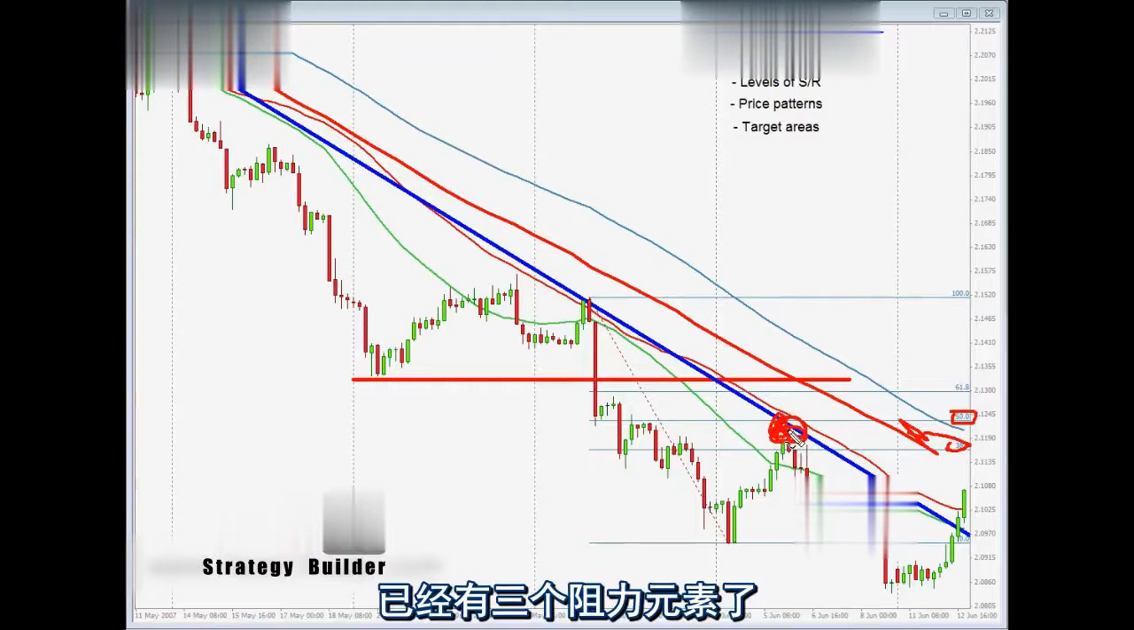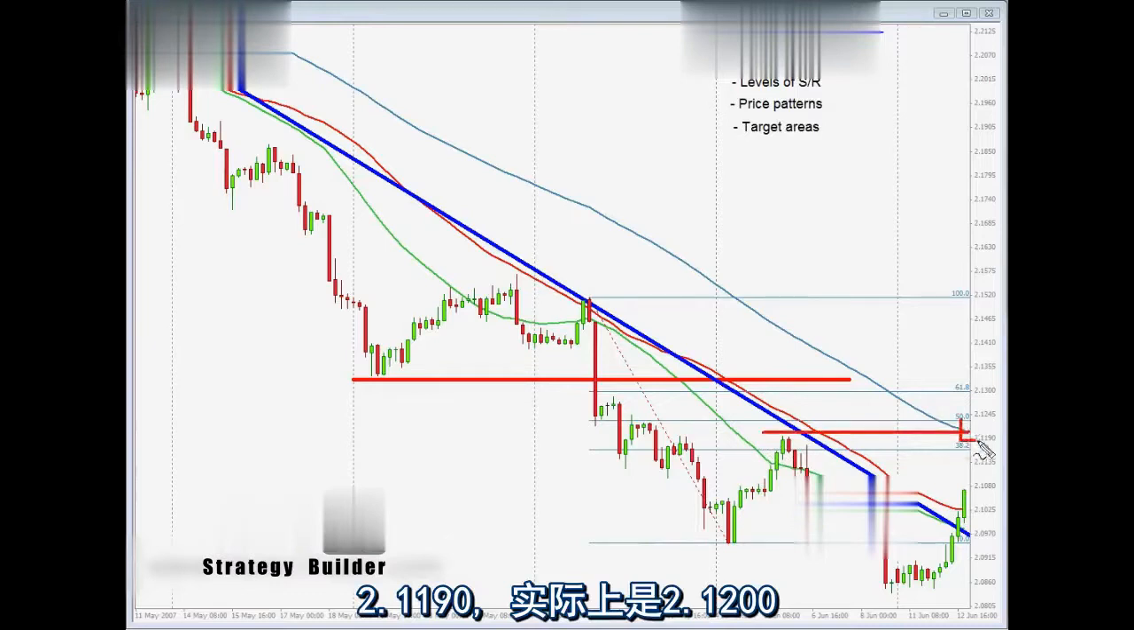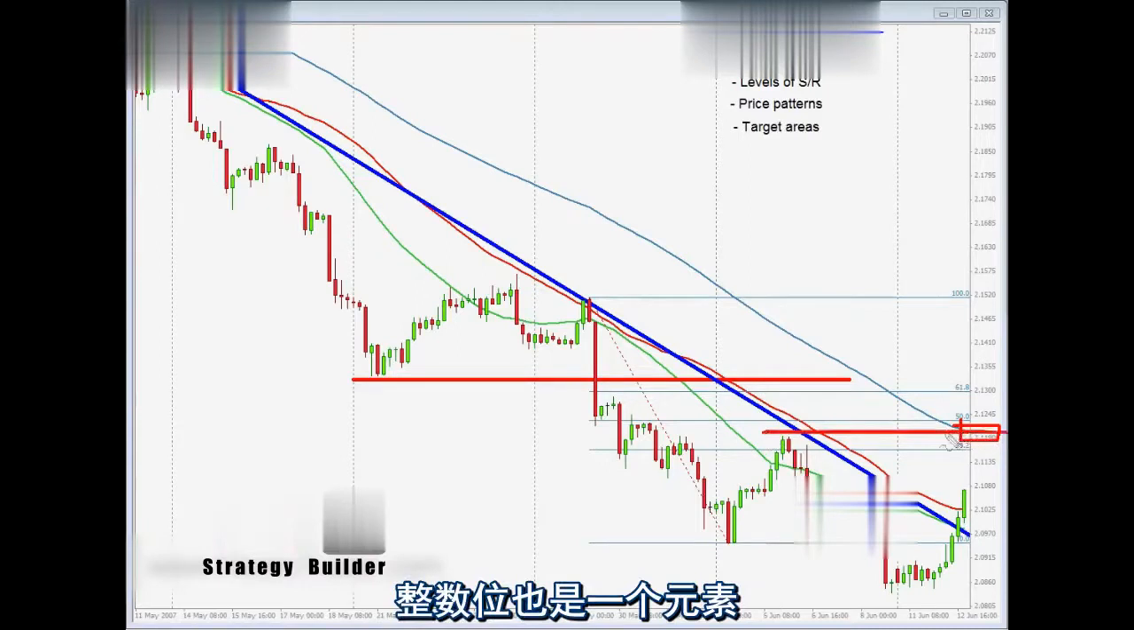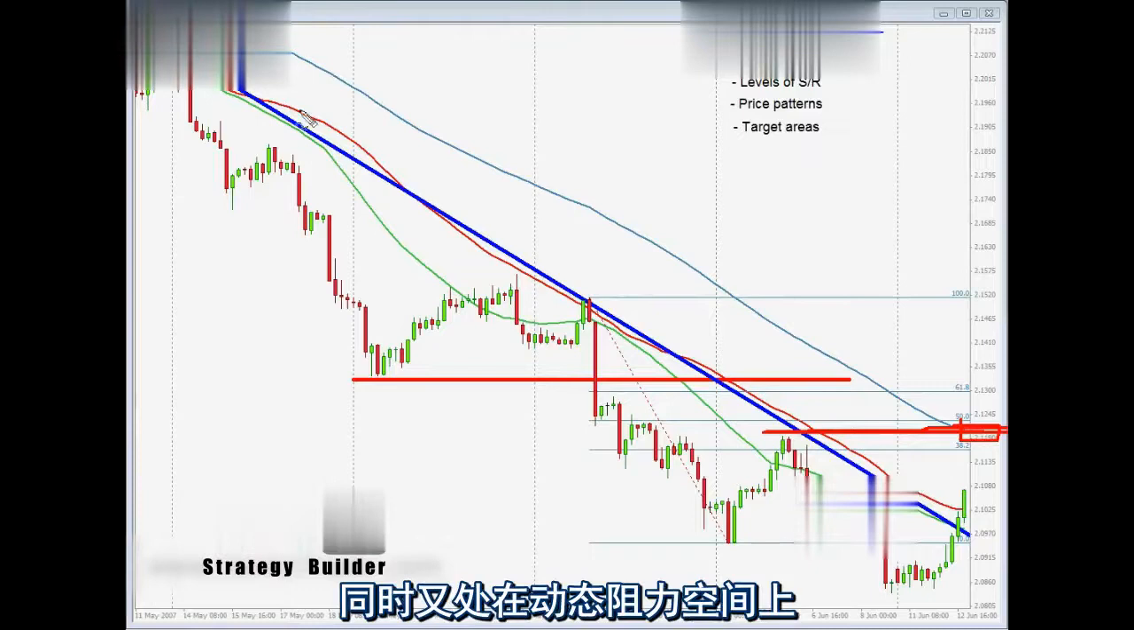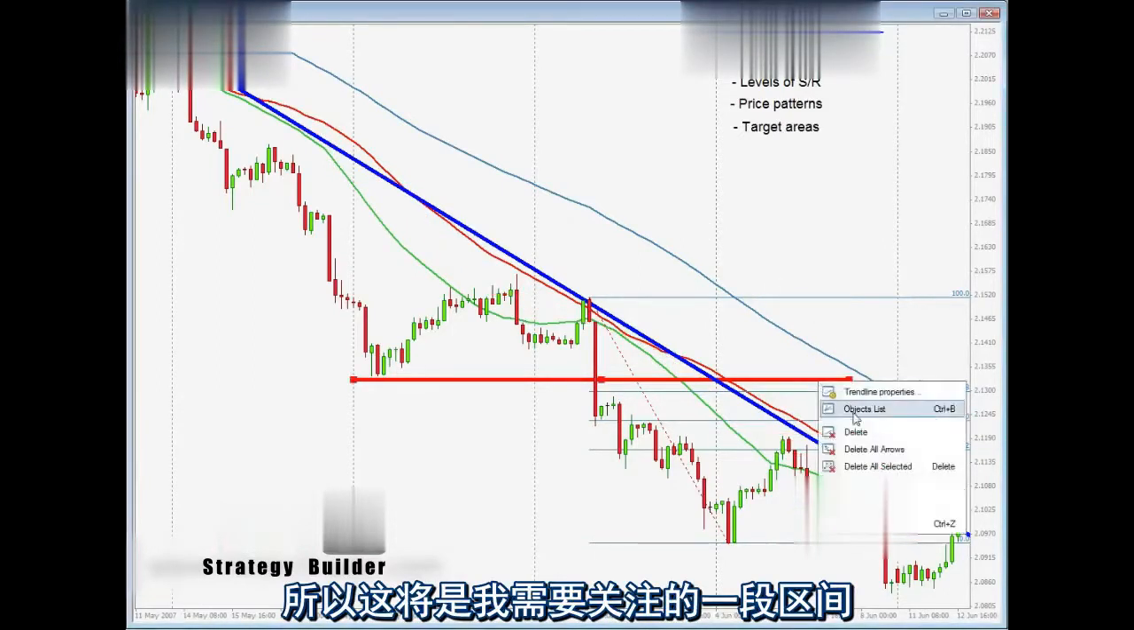So we have three elements of support and resistance, since we're in a downtrend once again, coming together at this price level, 211.90 actually. 212, because it's a little bit above. Of course, we would also count the round number as another factor. So it's three of them plus the round number, four different elements of resistance coming together within very few pips, within the dynamic area of support and resistance. As you guys know, that's the area I like to base my trades from. So definitely it's an area I like to keep an eye on.